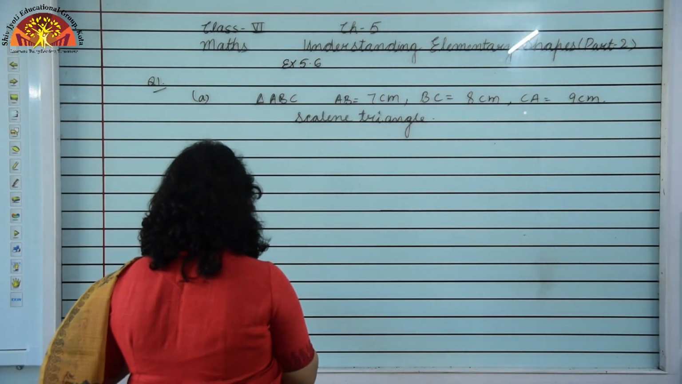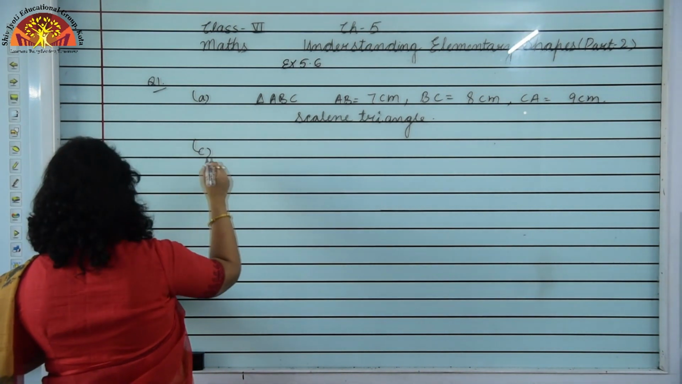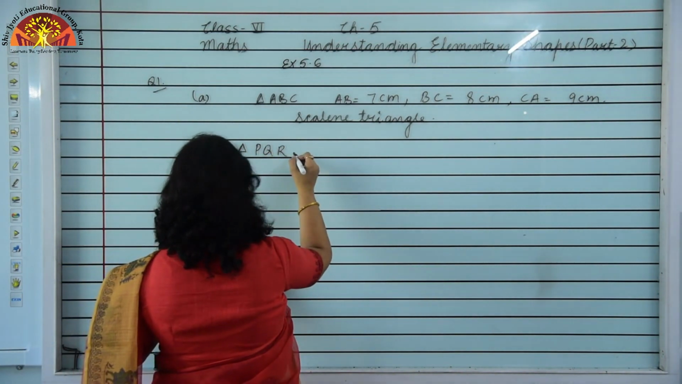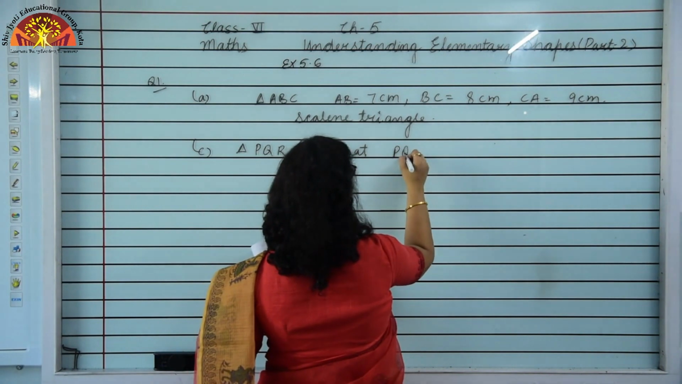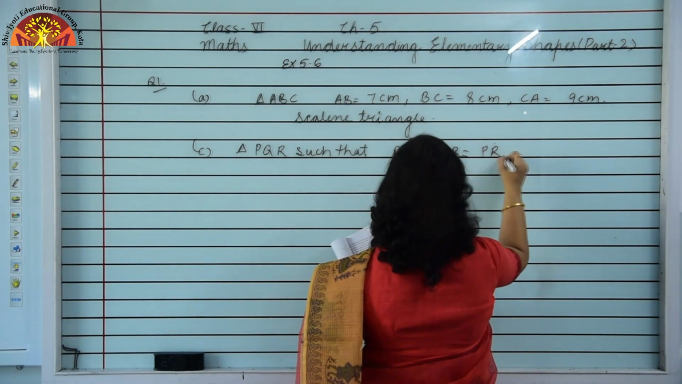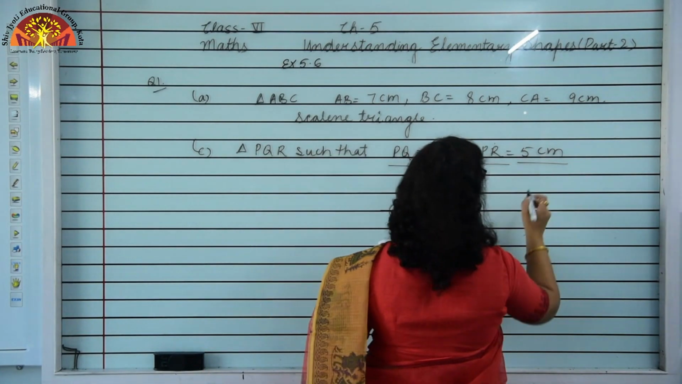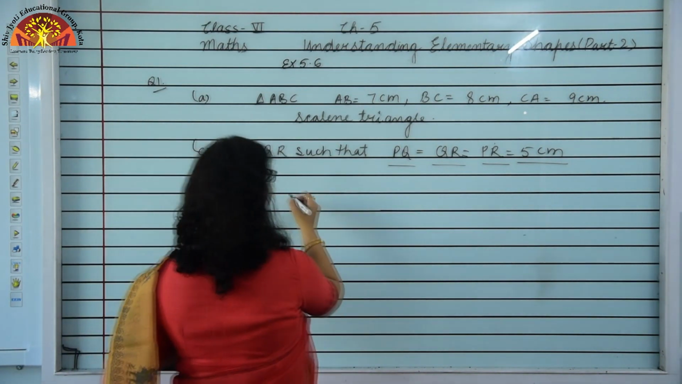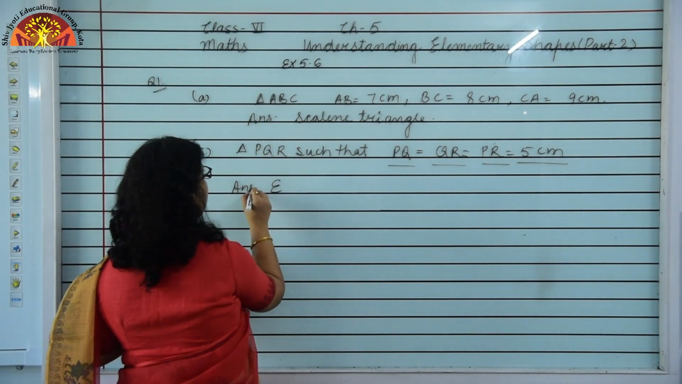Now C part of this, in triangle PQR such that PQ is equal to QR is equal to PR is equal to 5 centimeter. In this all sides are equal, that is 5 centimeter. It means this is an equilateral triangle, because in an equilateral triangle all sides are equal. So what is the answer? Answer is equilateral triangle.